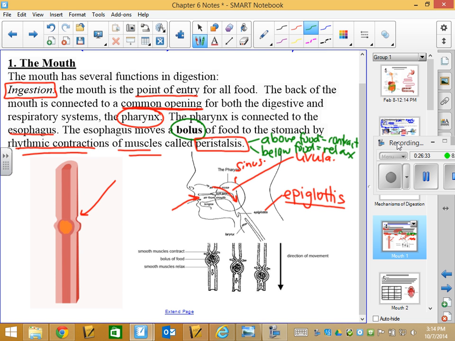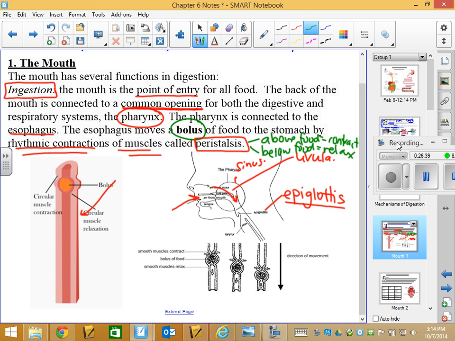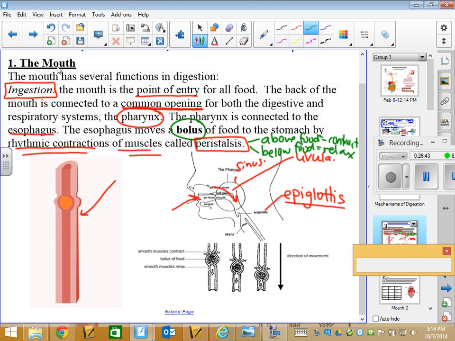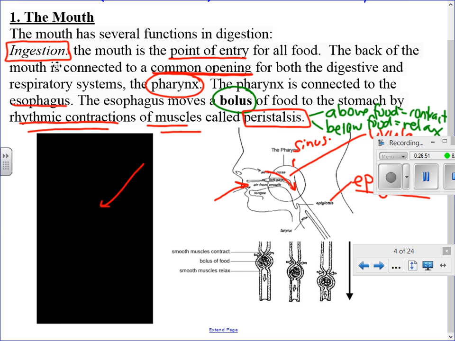Would anybody like to ask any questions about your mouth or about peristalsis? We'll just make this big again. So I'd like to show you a couple of the other things that your mouth does and give you some details on that.